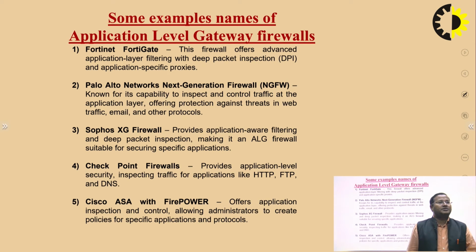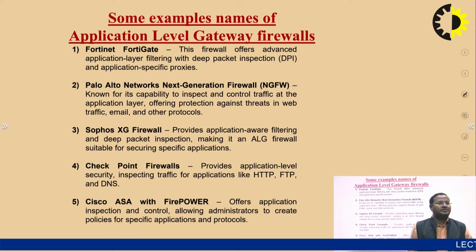Some examples of application level gateway firewalls are Fortinet FortiGate, Palo Alto Networks Next Generation Firewall, NGFW, Sophos XG Firewall, Checkpoint Firewall, Cisco ASA with Firepower.